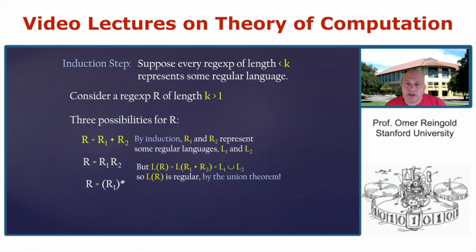Now, by induction, for R1 plus R2, R1 and R2 represent some regular languages, L1 and L2. The language that R represents is the union of L1 and L2, and therefore L of R is also regular just by the union theorem. So here we're using the closure properties of regular languages.